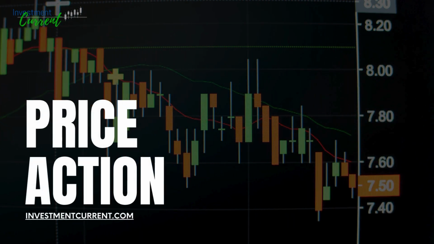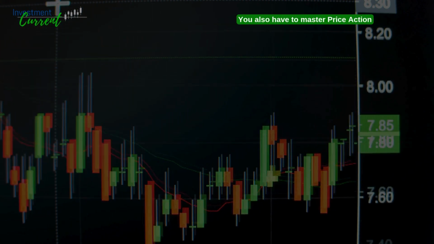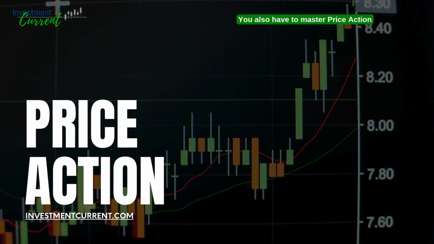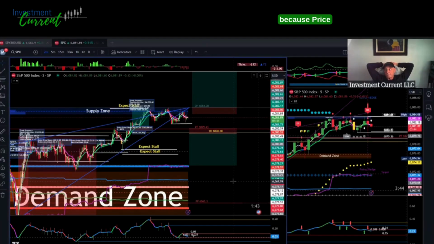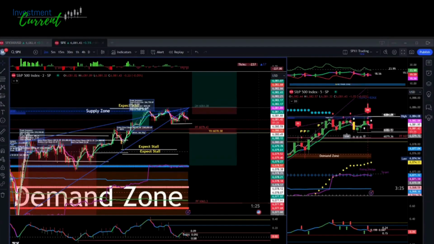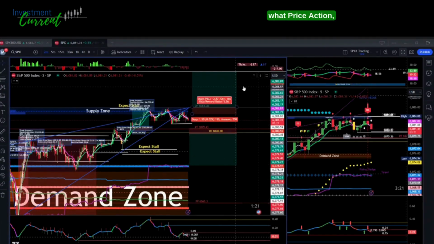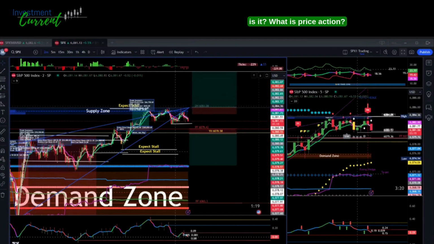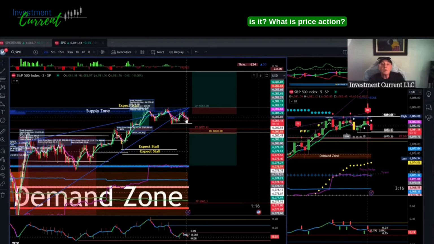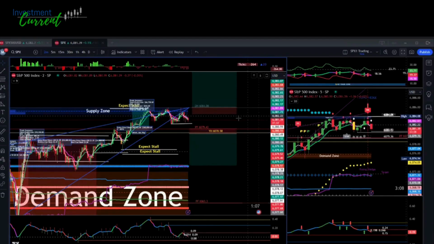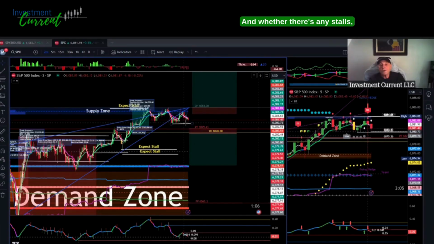So along with the patterns, you also have to master price action because price action trumps all. So, Mitch, if you don't mind, could you reiterate what price action is? What is price action? Yeah, it's the bars moving one direction or the other, and whether there's any stalls.